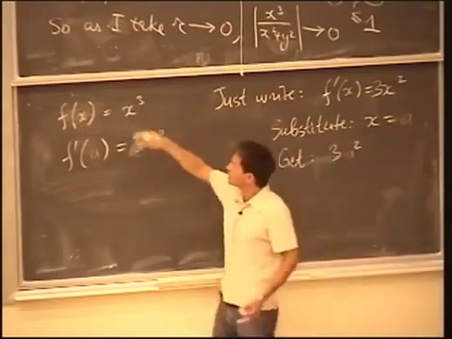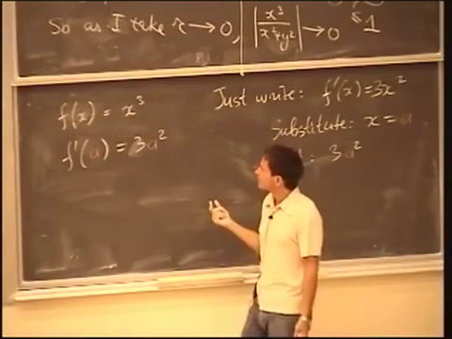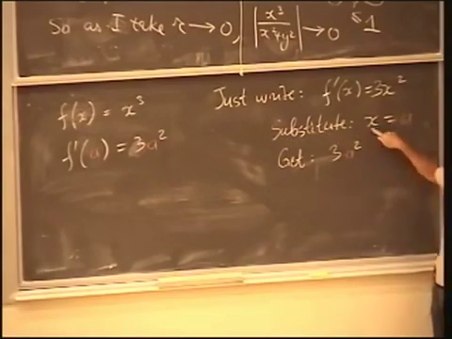But it's too pedantic to go this long way each time and say, well, if I ask, what is the derivative of this function? You say, well, for a given value a, the derivative at the point a is going to be 3a squared. Instead, you just write f prime of x is 3x squared. And what is understood is that if I want the value at a particular a, I'll just plug a into this formula, and I'll get the answer, right?